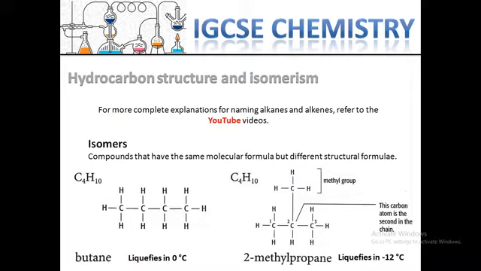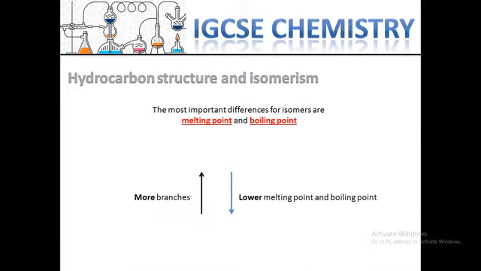At the left, you can see a very straight chain. At the right, you can see an alkane which has a branch. But this structural difference affects the melting point. Okay, next slide. You can see that the most important difference between isomers is melting point and boiling point.